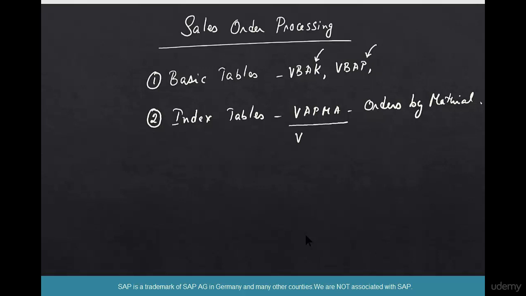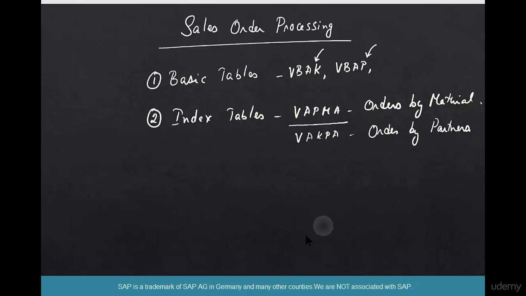Another example, VAKPA, orders by partners. Give me all the orders for Walmart. Again, you can grab them from VBAP, VBAK, all those base tables. But again, it's an expensive operation.